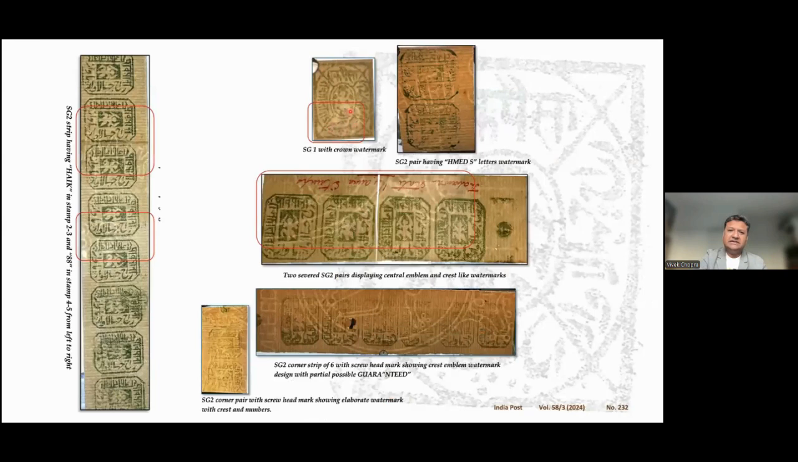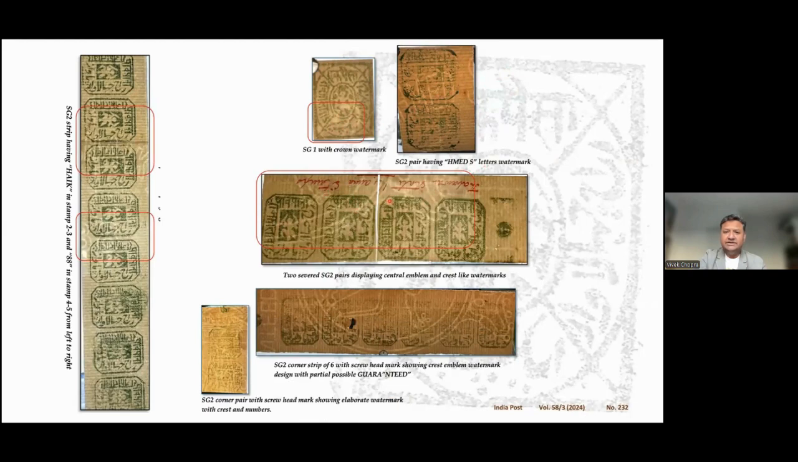You actually see a crown-like image here. Sometimes you have partial letters from a word. So this means it could be Ahmad something something. So you see HMED and then an S here. So these letters, and sometimes you have emblem-like watermarks.